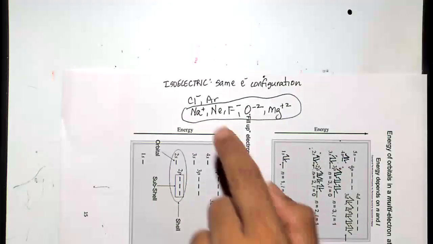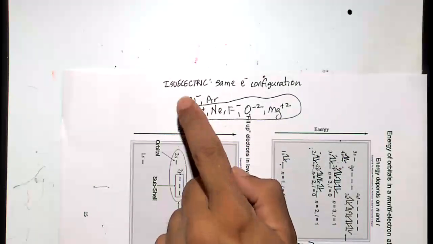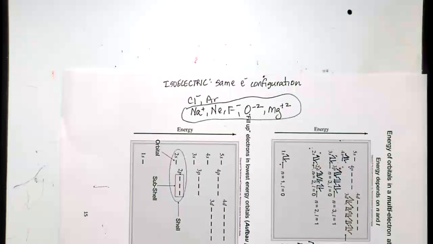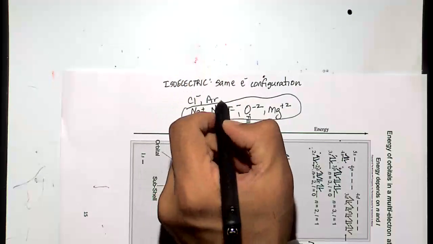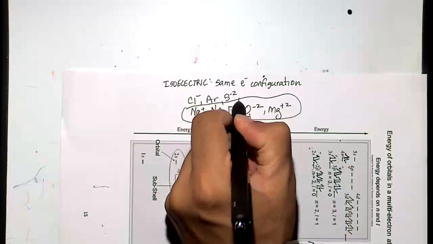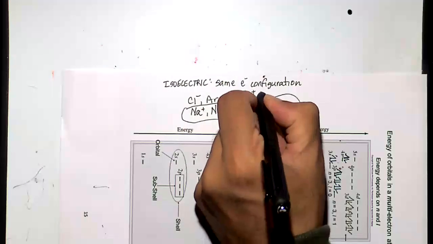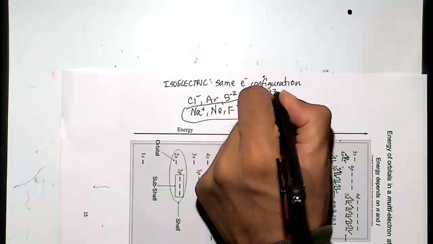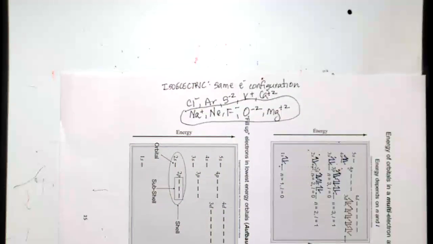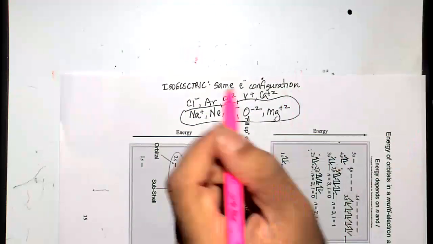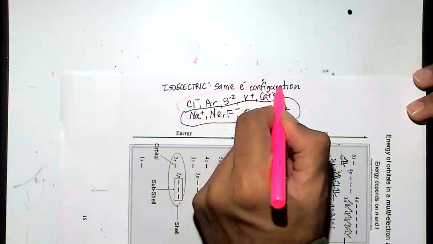So what did we say was isoelectronic with argon? Cl minus. Can you list me a couple more? S minus 2. We said K plus, and then we said calcium plus 2. So these are isoelectronic to each other, with the same electron configuration.